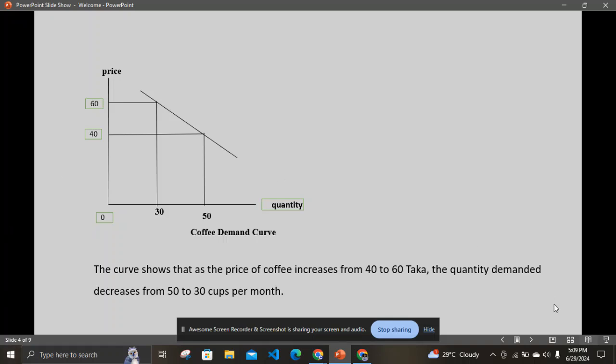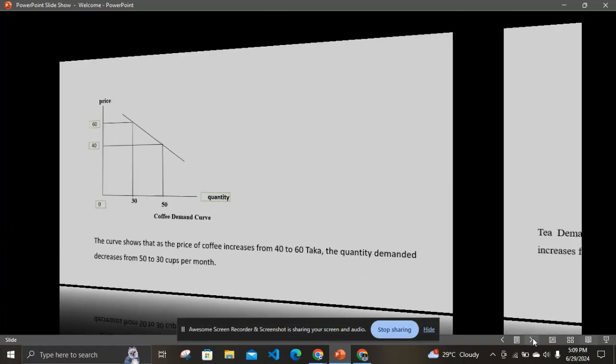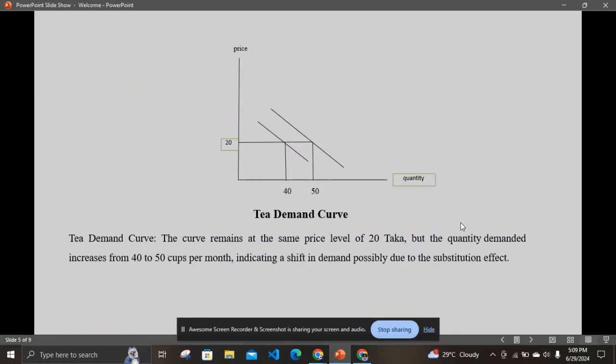So let's jump into the next graph, that is the tea demand curve. In this diagram we can see here is the price axis, here is the quantity axis. According to the information given in the problem set, the price level remains the same no matter what the consumption level is, the price level is always the same. So in the first place, when the price of a cup of tea is 20 taka, the consumption is 40 cups per month.